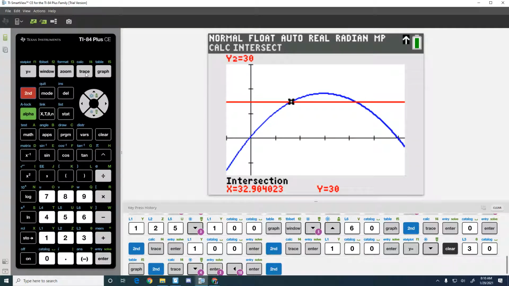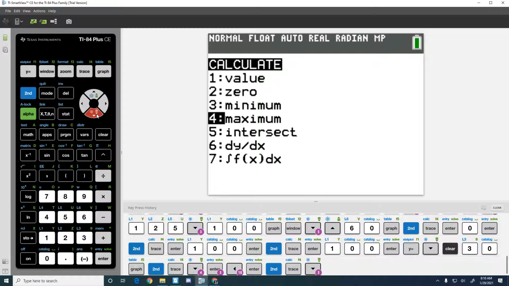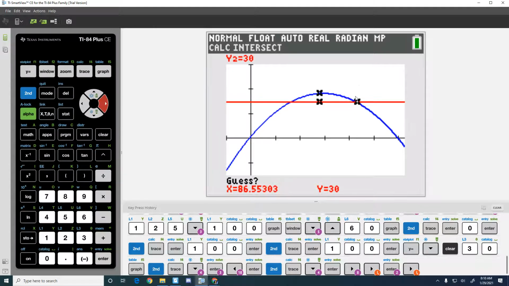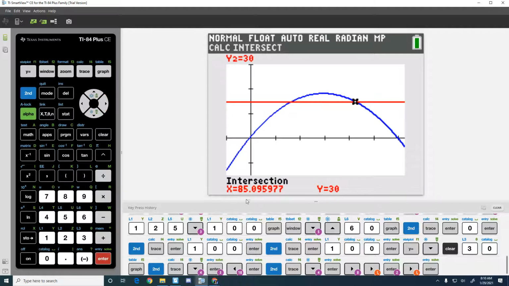So again, to do that, press second trace. Intersect, because we're finding the intersection. Enter. And first curve, enter, second curve, enter, and then guess. Just get it close to that other intersection point now. And we got 85.1.